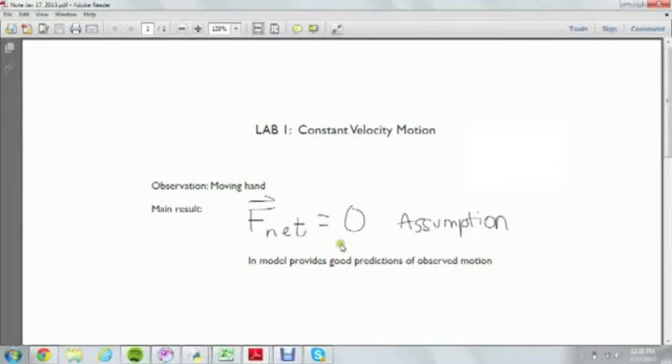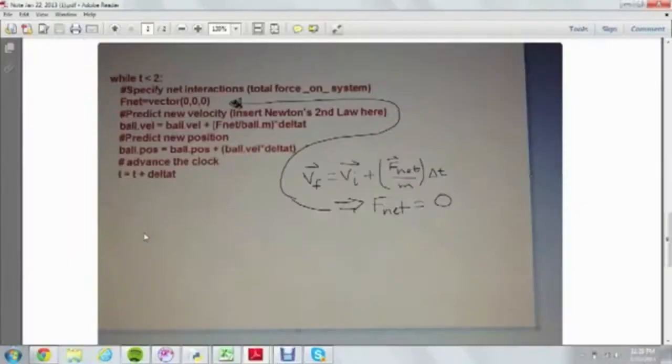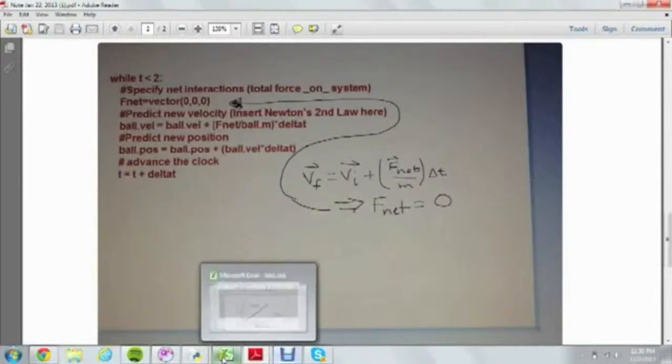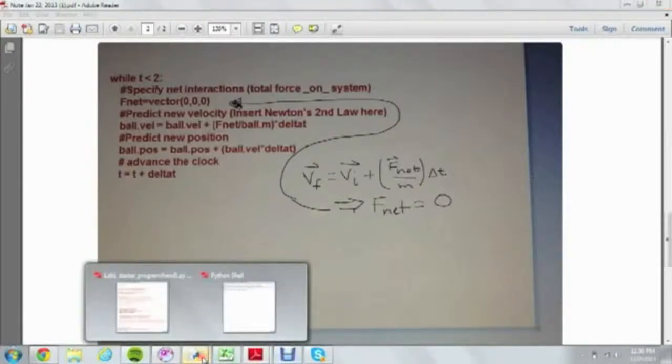Another very good introduction. The main result here is that setting the net force equal to 0 in the computer model results in constant velocity motion, and the speaker makes that clear. Notice that the system mass doesn't come into play because if the F net is 0, then the mass does not matter. This is a very good observation about the physics. The mass doesn't matter when the net force is 0. That's a good connection to make between the properties of the object and the motion of the object.